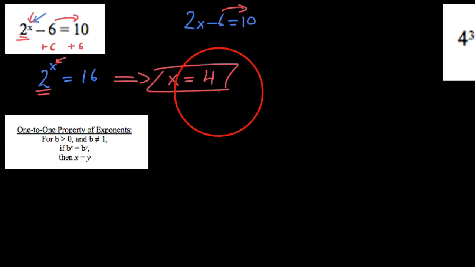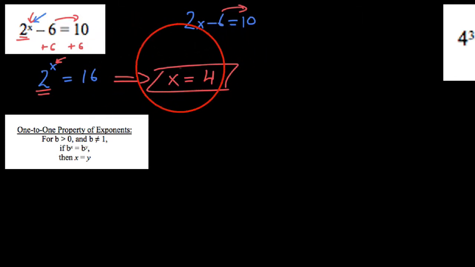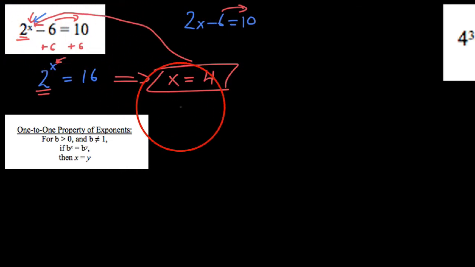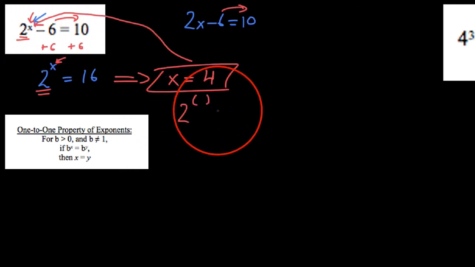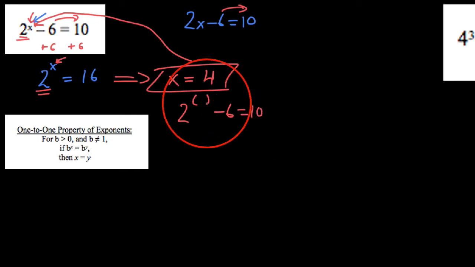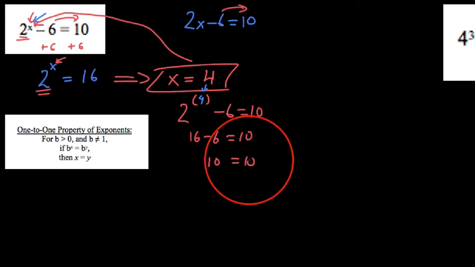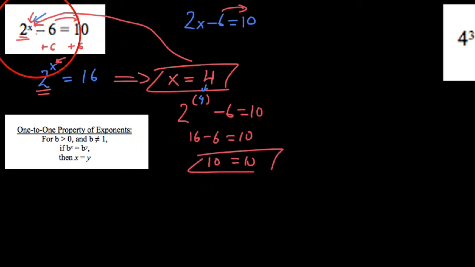I actually know that 2 to the 4th is equal to 16, because 2 times 2 times 2 times 2 is really 4 times 4, which is 16. And we can check this by plugging it back into the original statement. We say 2 to the what power minus 6 would equal 10. Well, I happen to know just by intuition alone that this would be 16 minus 6 equals 10, and we get 10 equals 10.